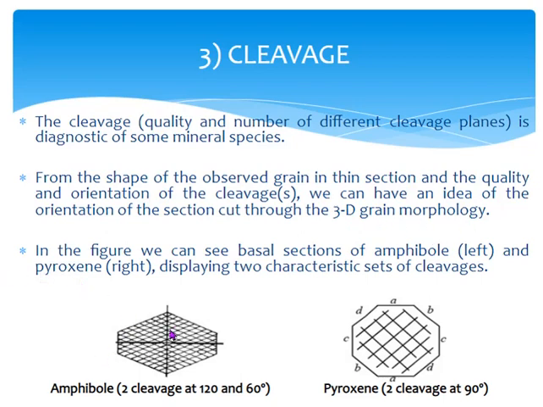So in amphibole there are 2 sets of cleavage at 120 degrees and 60 degrees. In pyroxene, 2 sets of cleavage are there, at a 90 degree angle.